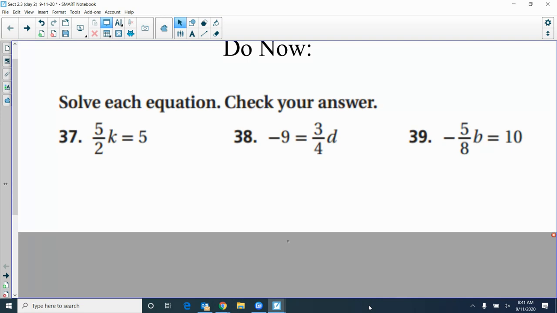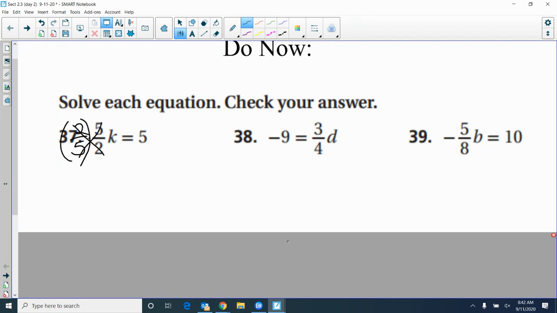All right, ladies and gentlemen, let's go over these together. First one, number 37, I have 5 halves K equals 5. All right, Connor, you want to walk me through it? Yeah, so you're going to flip the fraction 5 over 2 to 2 over 5, and put it in parentheses on the side. Okay, so if I put 2 over 5 right here, you see that all right? Put it in parentheses, and essentially what that does is it turns it into 1, so I have 1K, but I don't need to write the K or the 1, okay?